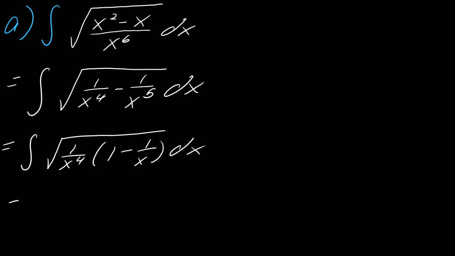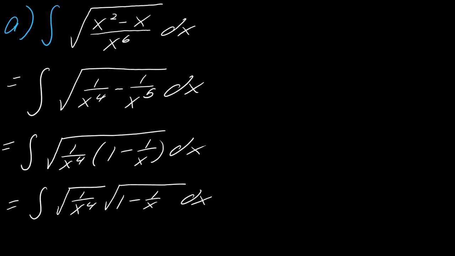So what I mean is I can take the square root of 1 over x to the 4th, and then I've still got this other square root. So I'm always allowed to break these up like this. This is an algebraic trick. And so then if I take the square root of this guy right here, this will equal, so I'll come up here, 1 over x squared times the square root of 1 minus 1 over x dx. And now we're actually in business.